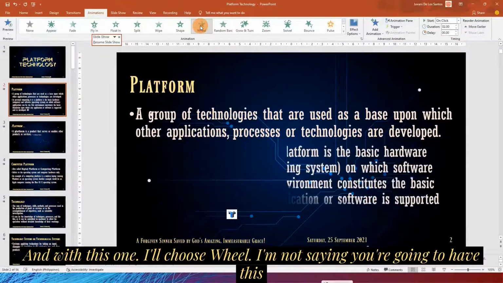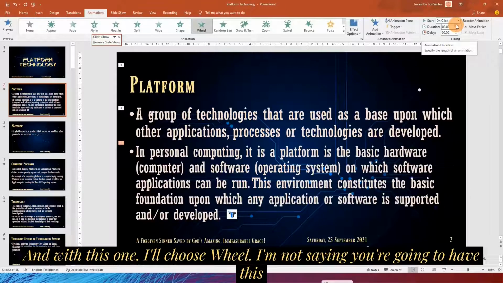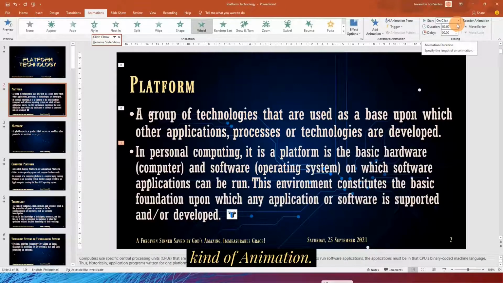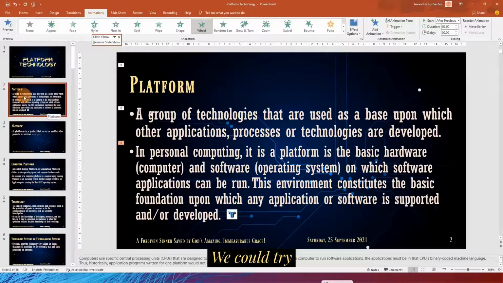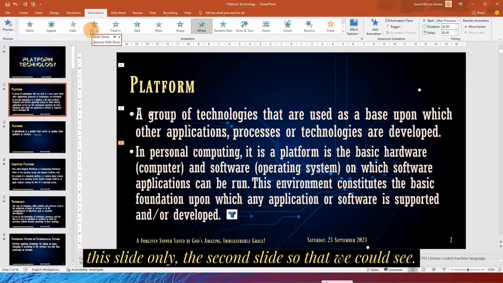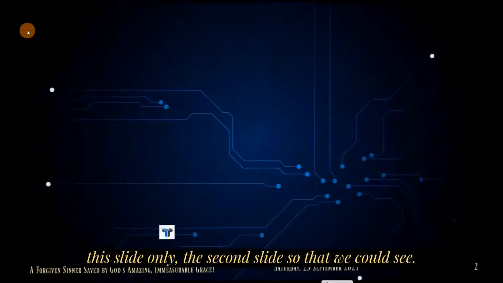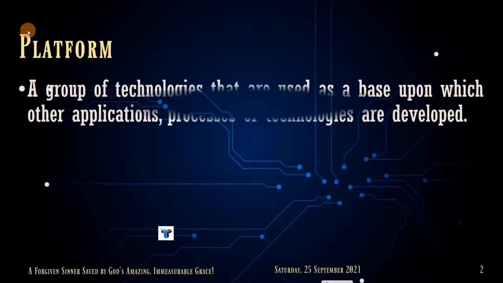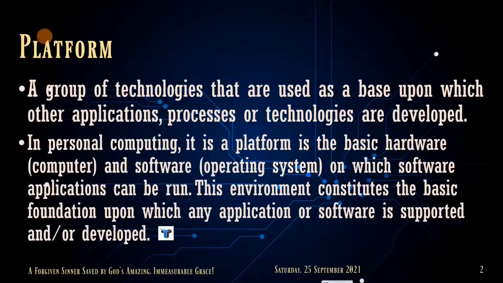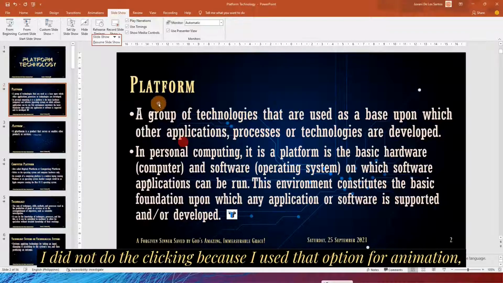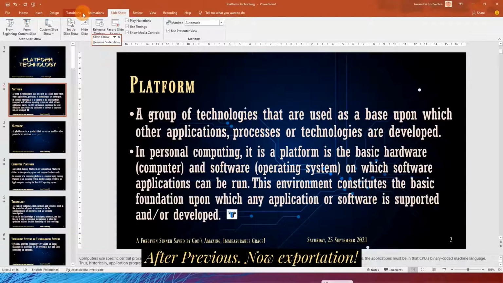I'll choose wheel and it's showing you're going to have this kind of animation. It's all up to you. Just showing you a variety, after previous. And so that's it. We could try this slide only. This is the current slide so that we could see. That's how it works. I did not do the clicking because I used the option for animation after previous.